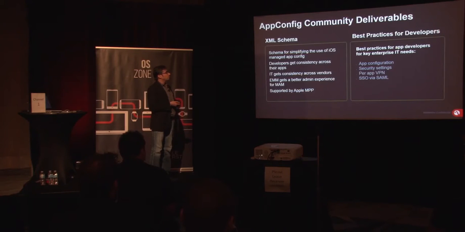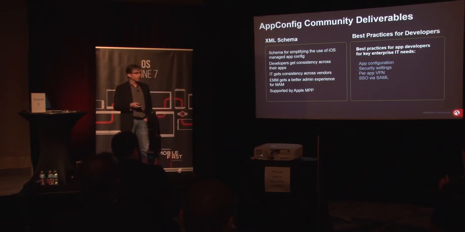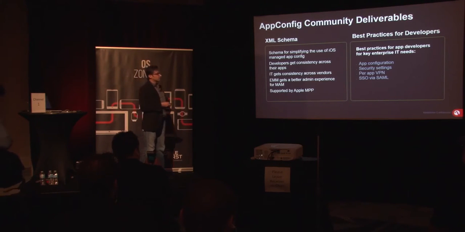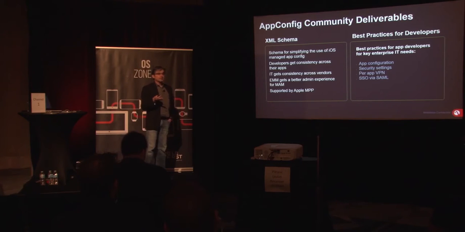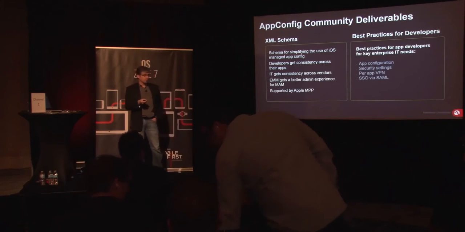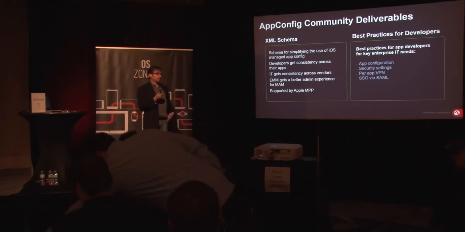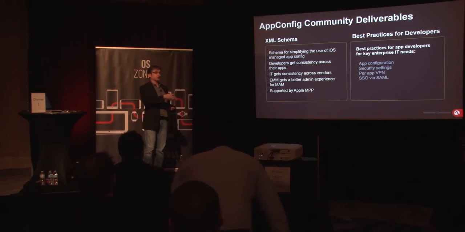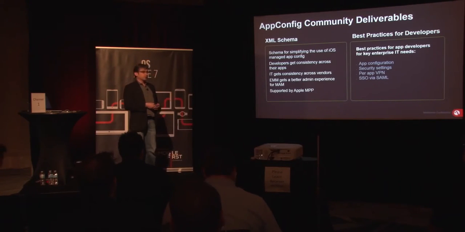So for deliverables, the AppConfig community, while still being very young, we're only a couple of months old, our first deliverable has been this XML schema. Let me take a quick aside here and ask, who's familiar with iOS Managed App Config? Anyone? Oh, cool. All right. For people who are not familiar with Managed App Config, it's an iOS standard way to push configurations down to applications. And what it is basically is key value pairs, which is great.